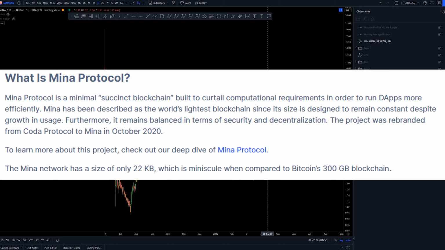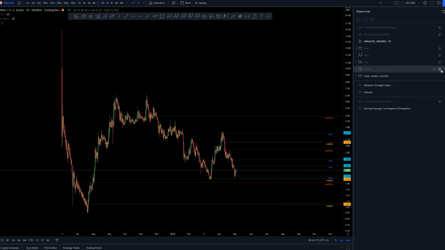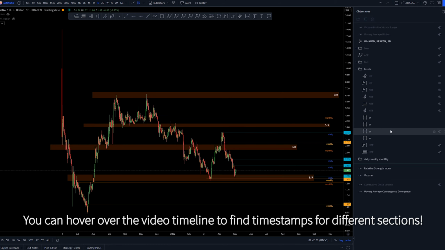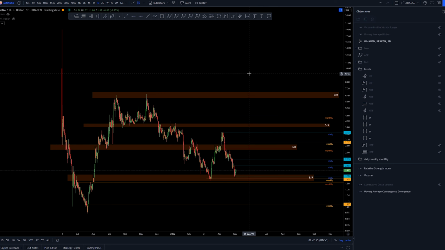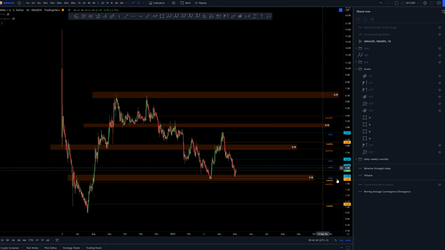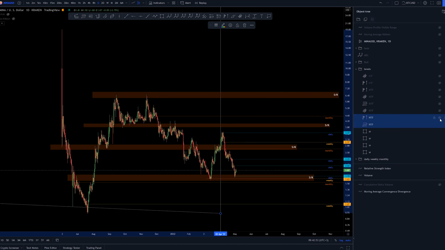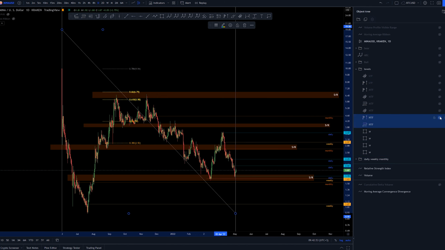So let's get going. First, I'll share a couple of interesting levels to me at least. Let's start with the brown boxes here. Again, they are just regular support and resistance levels where the price has had some previous action before. High time frame setups or levels, let's take a look at those first.